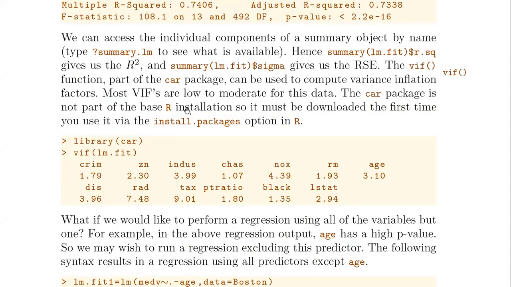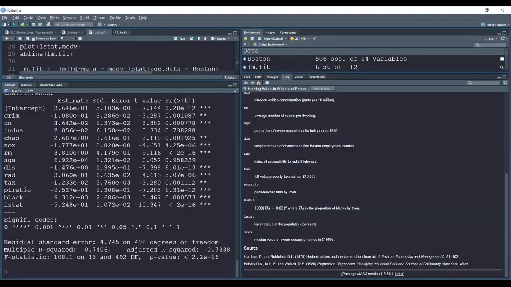We can access the individual components of a summary object by name. Hence, summary(lm.fit)$r.squared gives us the R squared. And the same thing gives you the residual standard error. So let's have a look at that.